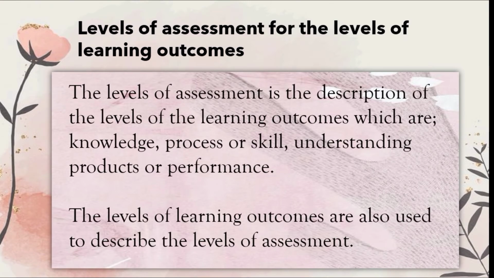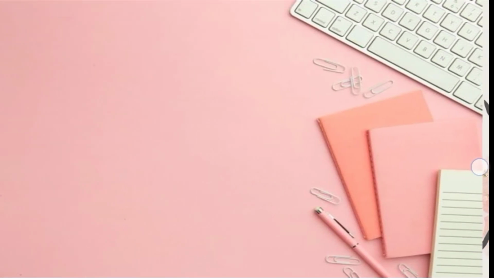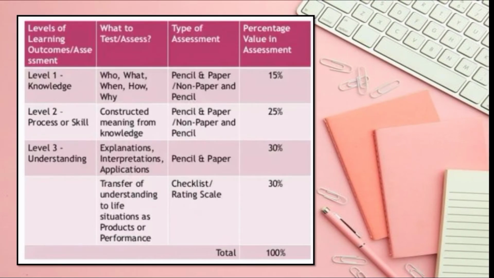The levels of assessment is the description of the levels of the learning outcomes, which are knowledge, process or skill, understanding, products, or performance. So here with the different levels 1, 2, 3 and what to test or assess, the type of assessment and the percentage value in assessment.